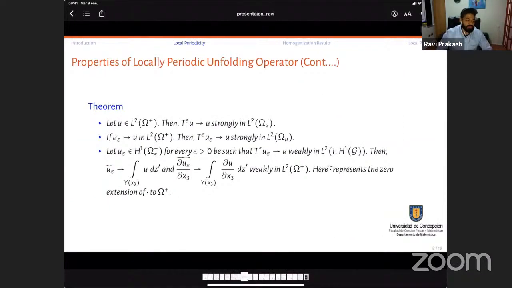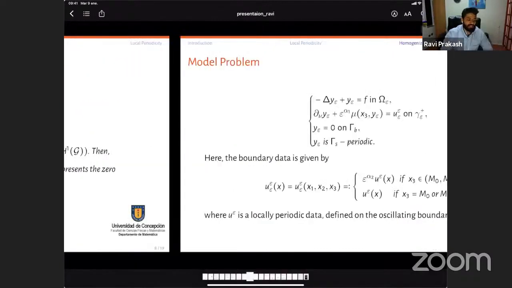Okay, so the properties we continue to verify for u in L2 omega. T unfolded version of u goes to u strongly, and if u epsilon converges to u strongly, all these properties are true as for the earlier unfolding, so there was no change. But here T epsilon u epsilon converges to u, then the average of this u epsilon tilde was the average of u, and the derivative in x3 is like that. Here your tilde is the zero extension of the function on the whole of omega plus. These properties were verified, and then this was the model problem.